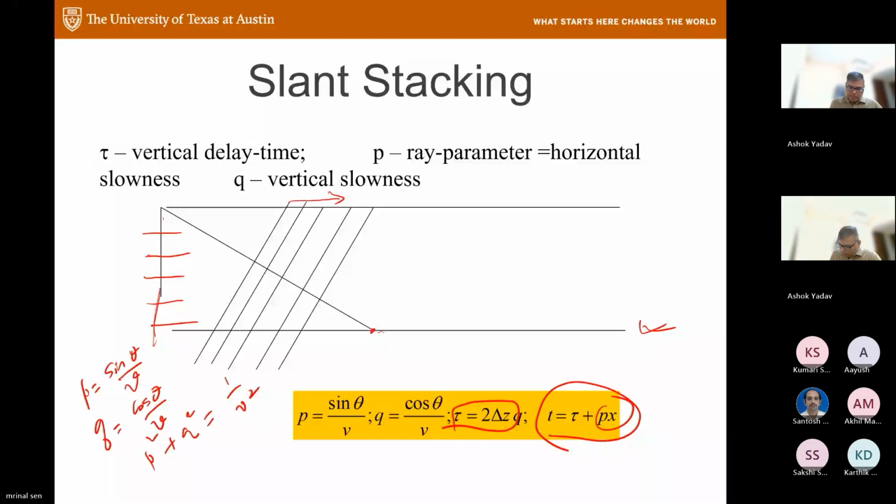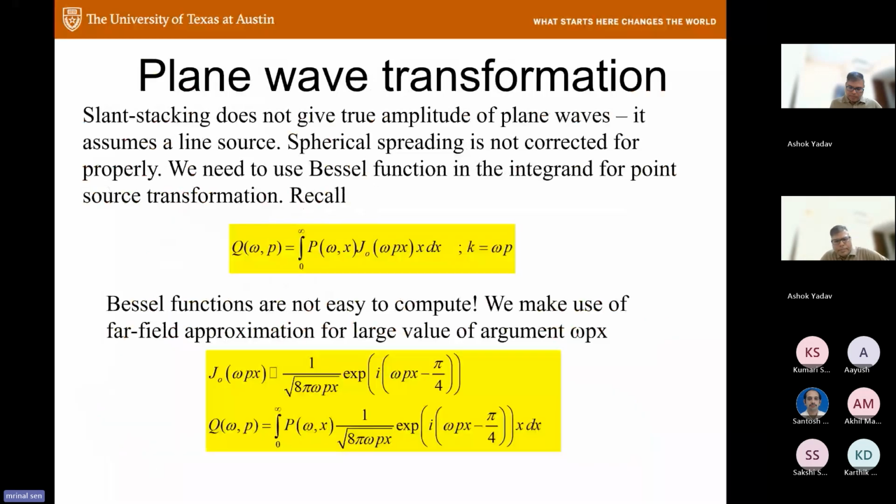But in general, when you are in 3D, you cannot just do a simple slant stacking. The kernel in your transform is actually a Bessel function, and you can make some approximations of that. But those are some of the details I'm not going to go over. You can look at my notes, and then we can discuss later on if you're interested.